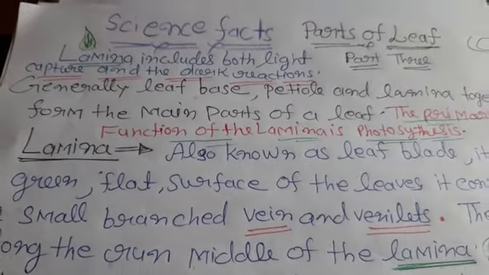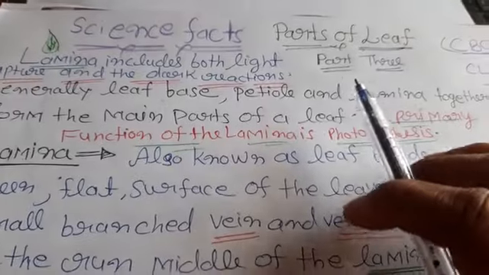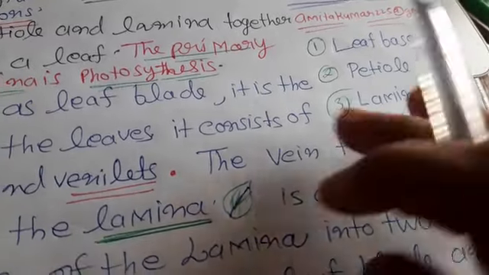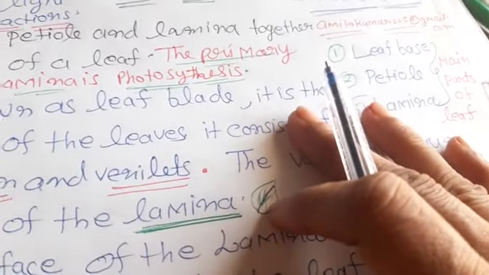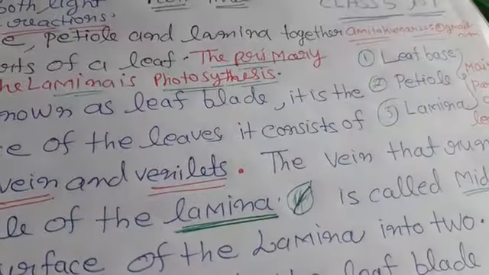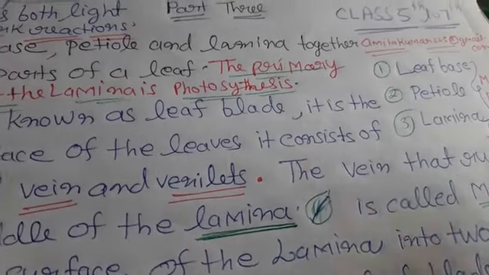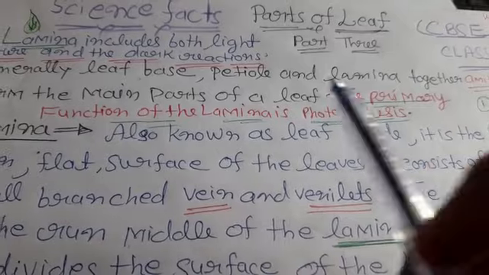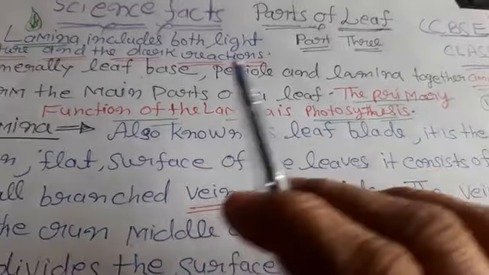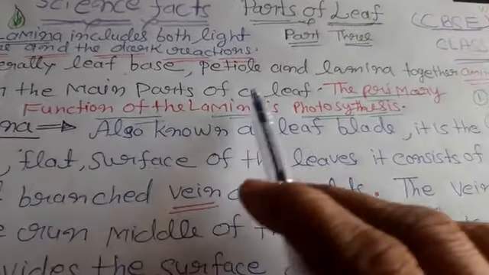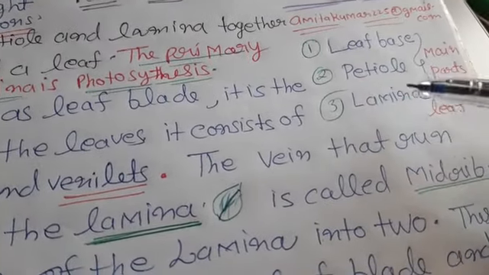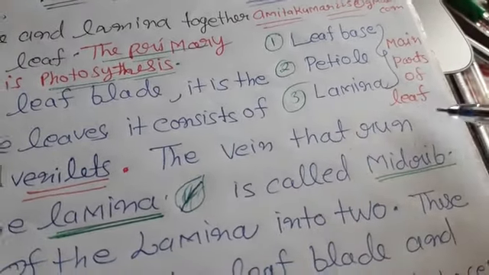Hope all are well. Today's topic is parts of a leaf, part 3. Here we will discuss the lamina. Leaf base and petiole were already discussed in the previous video. I will put the previous video link in the description box, so you can easily find it. We already know that the leaf base, petiole and lamina together form the main parts of a leaf.